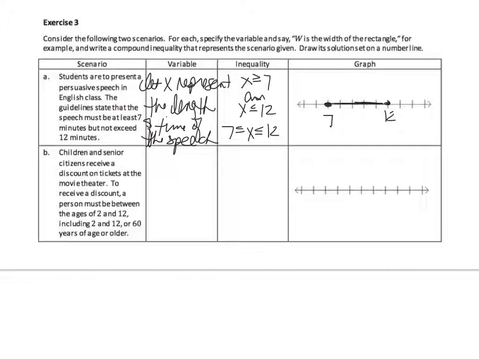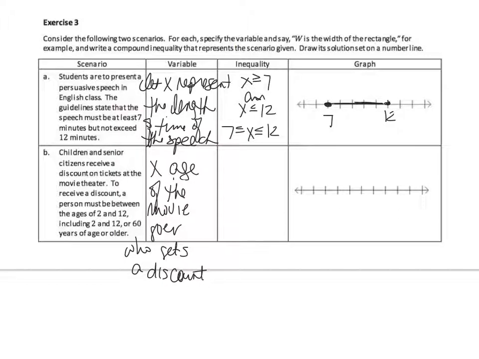Children and senior citizens receive a discount on tickets at a movie theater. To receive a discount, a person must be between the ages of 2 and 12, including 2 and 12, or 60 years of age or older. So we're going to let X represent the age of the moviegoer who gets a discount.